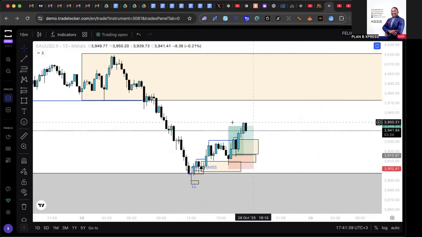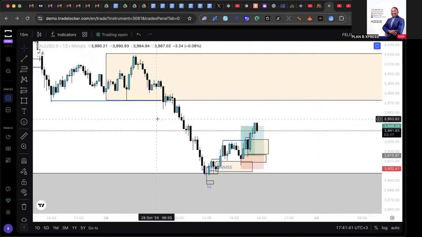I've just given you the summary of a confluence. So first you have to identify the trend. Second, you have to mark your structure in order to do your top-down analysis. And once you're able to achieve your top-down analysis properly, then you check your confluences.